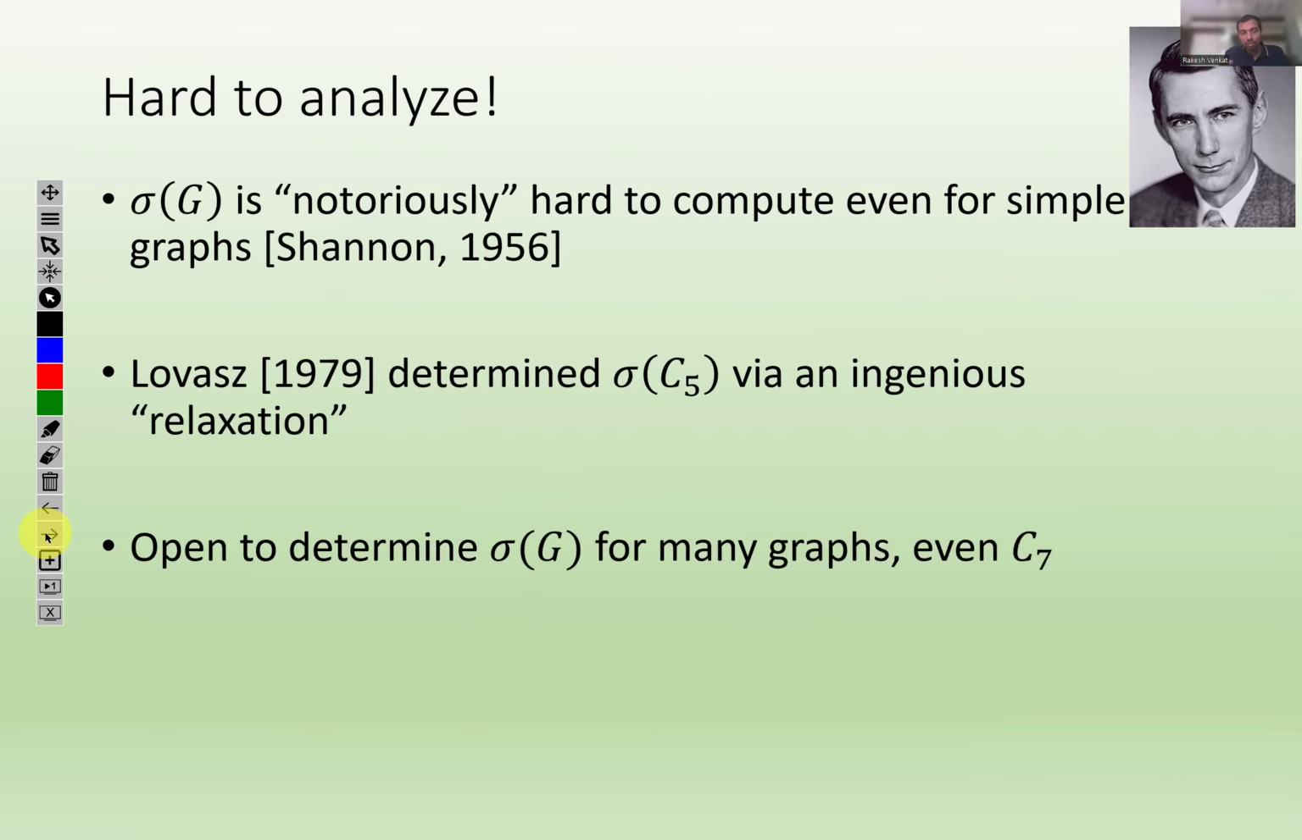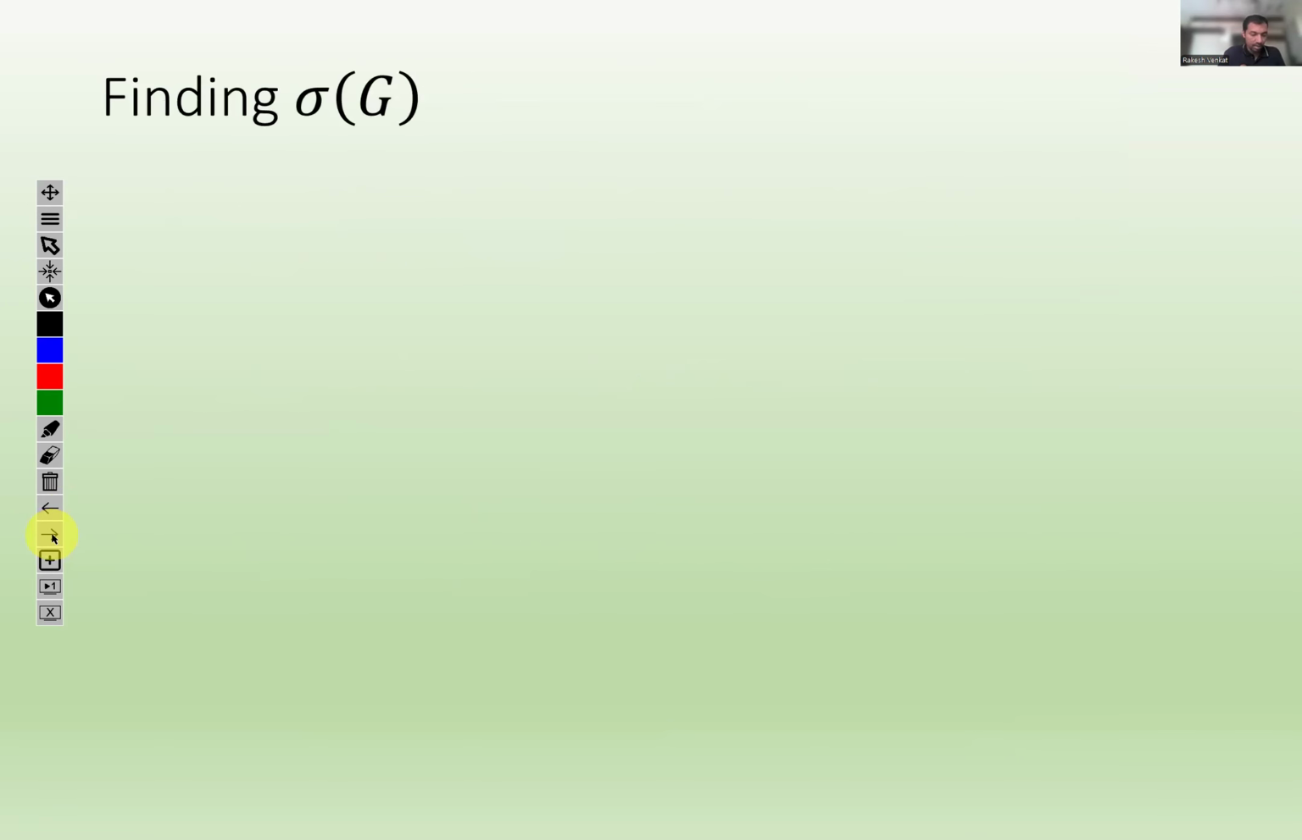But for now, the term may not be very clear, why I'm calling it a relaxation. So what we'll do in this lecture is look at Lovasz's proof, and how sigma of C5 is determined. In general, let's start one step back, take a general graph, and see how you find sigma of G.